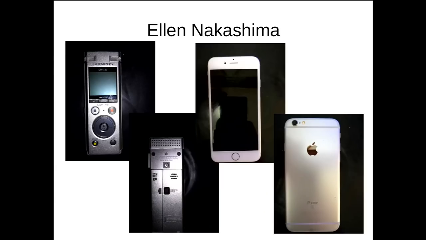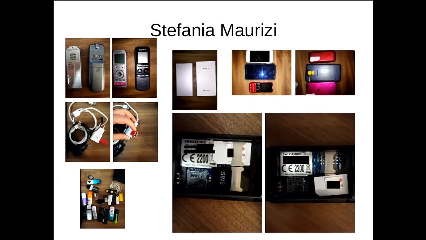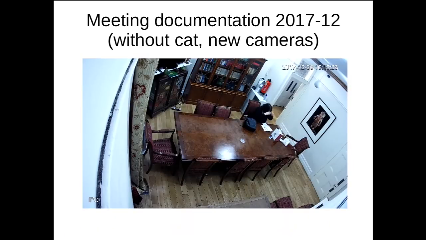This is the most harmless, maybe: national security correspondent of the Washington Post, Ellen Nakashima's little collection of devices. This is my own collection with some cryptophones and a camera. And this is Italian journalist Stefania Maurizi, who, for whatever reasons, travels with all her USB stick collections. I redacted this a little bit, but you can clearly see they took the SIM cards out to photograph the IMSIs of their cards and so on. So they wanted all that.